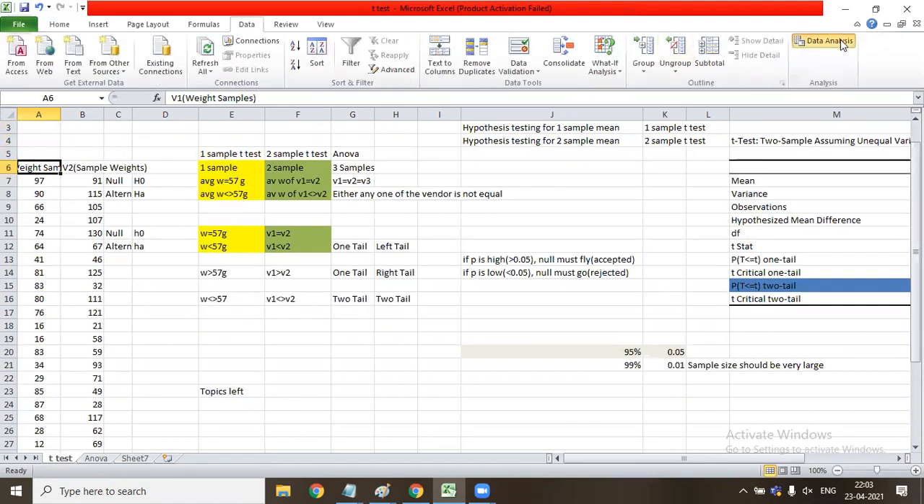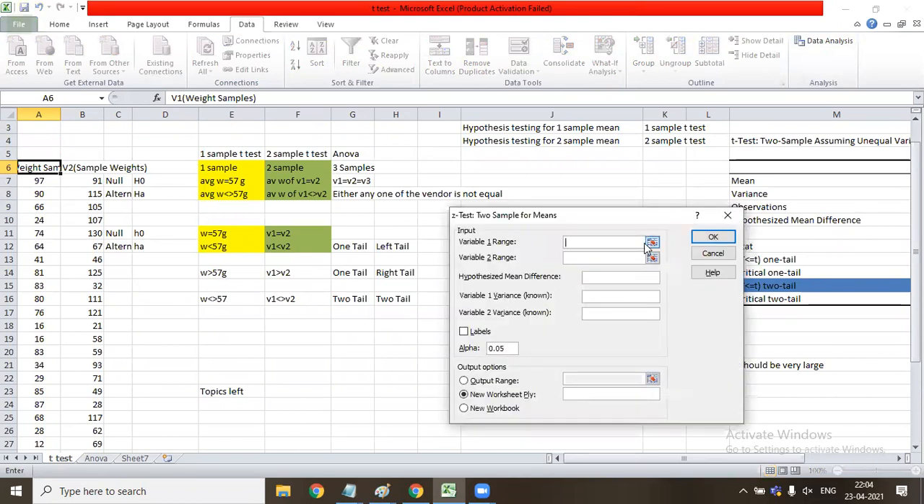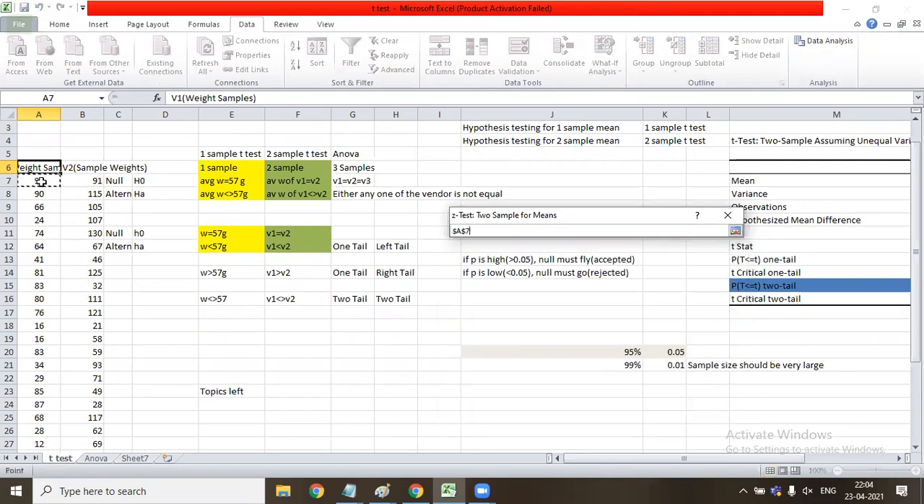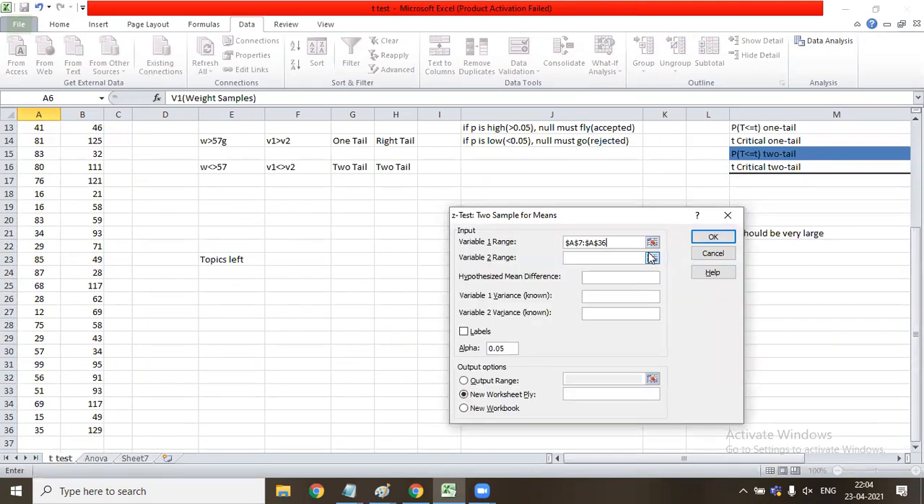If I say data analysis, and if I say Z test two sample means, I'll do this. If I select variable 1, I select.